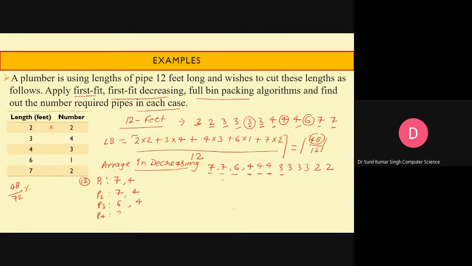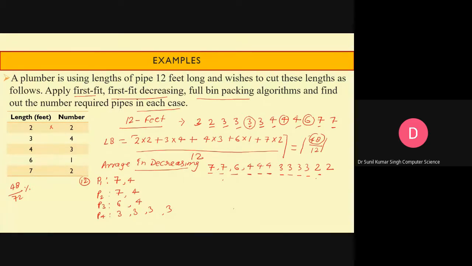So here 3 will come here. The next 3 will come here, the next 3 as well, and this one also will come here. So you can see it is full. Why did all the 3s come here? Because they cannot be accommodated in P1, P2, P3. Here 2 space is available, 1 space is available, and 1 space is available.